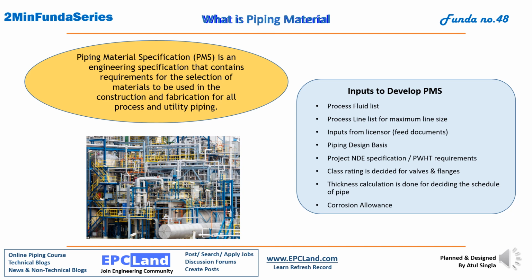Piping design basis, project and engineering specification, post-weld heat treatment requirements. Class rating is decided for valves and flanges, and thickness calculation is done for deciding the schedule of the pipe. We'll discuss all these things in detail in coming slides or in coming videos. This is just an introduction: what are the various documents which are required to prepare the PMS?